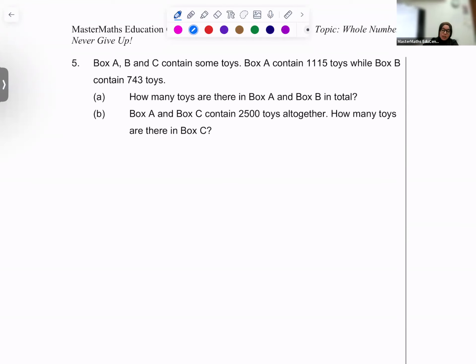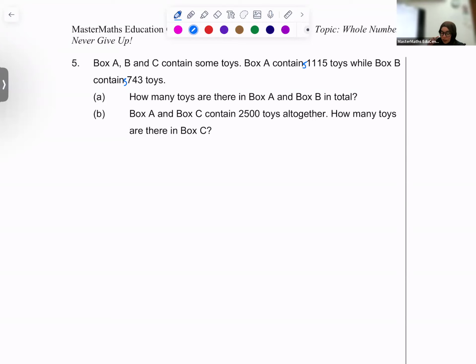Box A, B, and C contain some toys. Box A contains 1,115 toys. This should have an S here, while box B contains 743 toys. Okay? So how many boxes are there, guys? Oh, that's an S. You put an S here and here, because singular contains. Typo. They were thinking so much about the math that they forgot about the S.